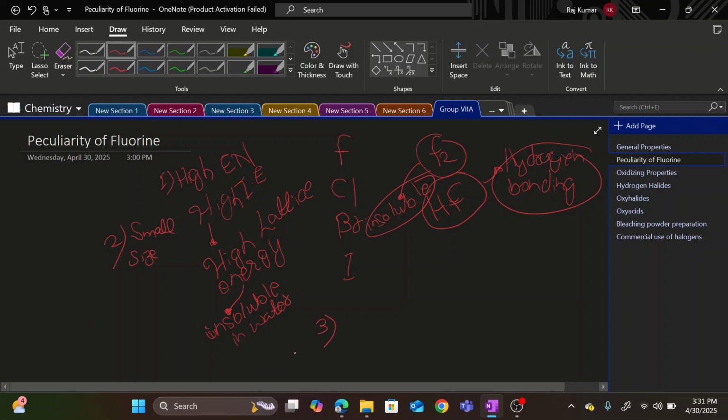And then we have its low dissociation energy. What does this mean? This means that whenever we provide it even a small amount of energy, it can get reactive. It is highly reactive because of its low dissociation energy.